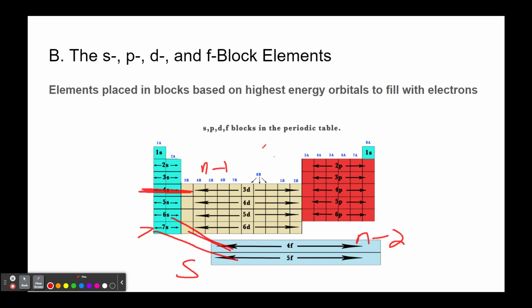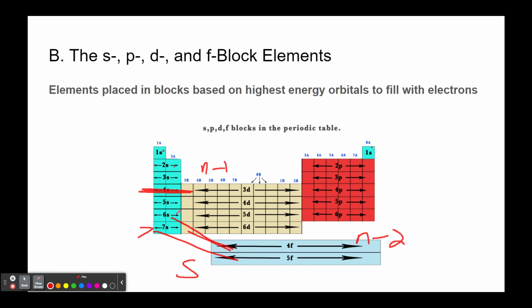And other than that, as you practice, you'll get used to these general patterns. They'll just become second nature. But this is going to be really important because as we fill up electron configurations and everything like that, we're going to start plopping electrons into specific orbitals in certain energy levels one at a time.